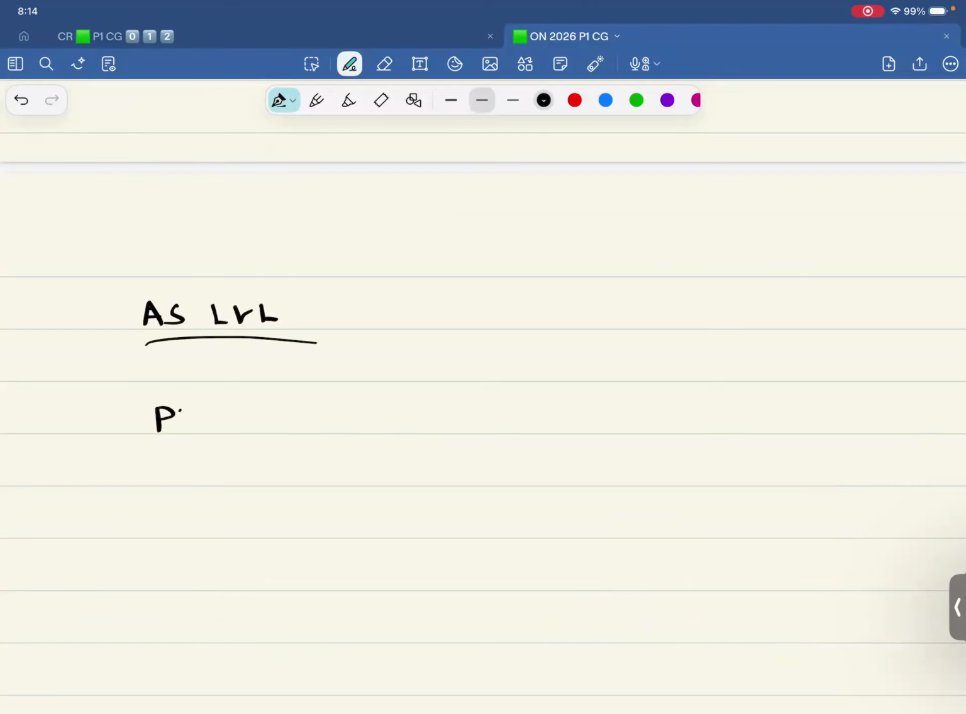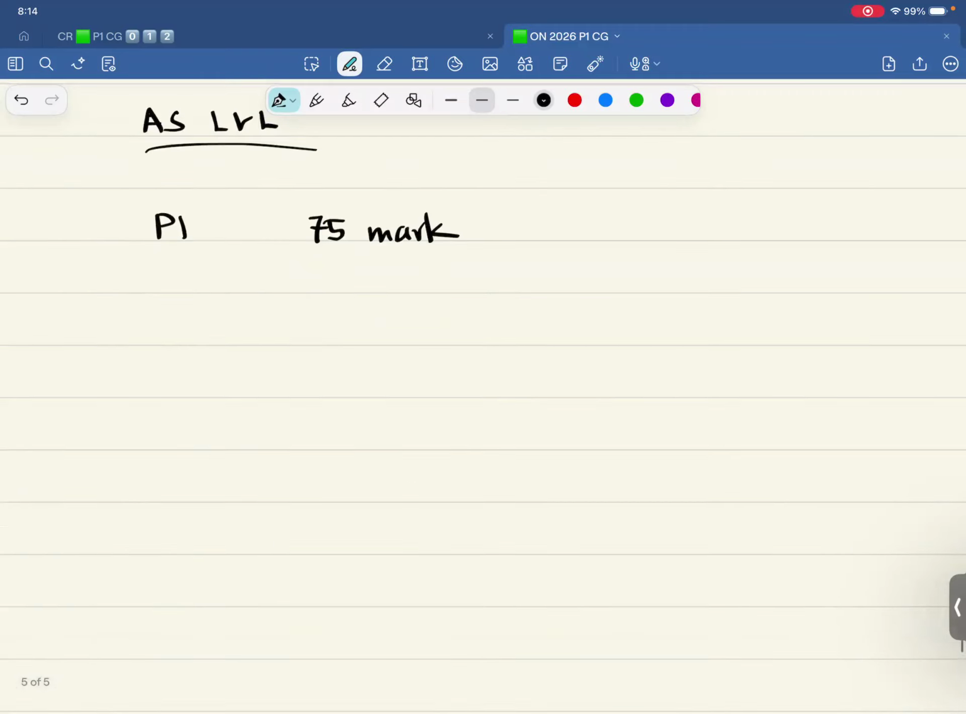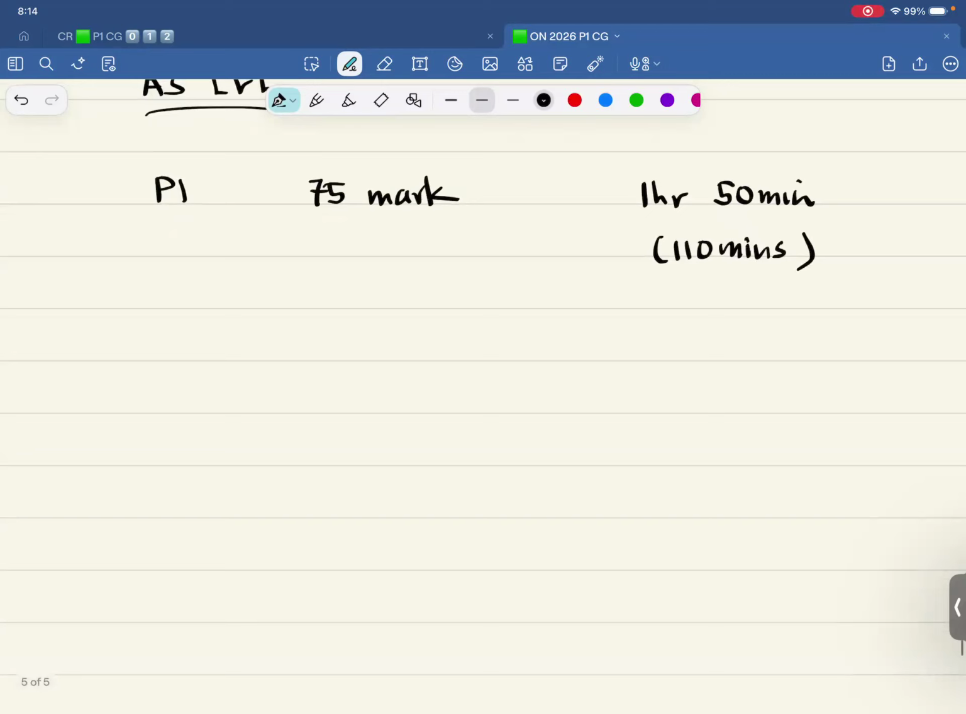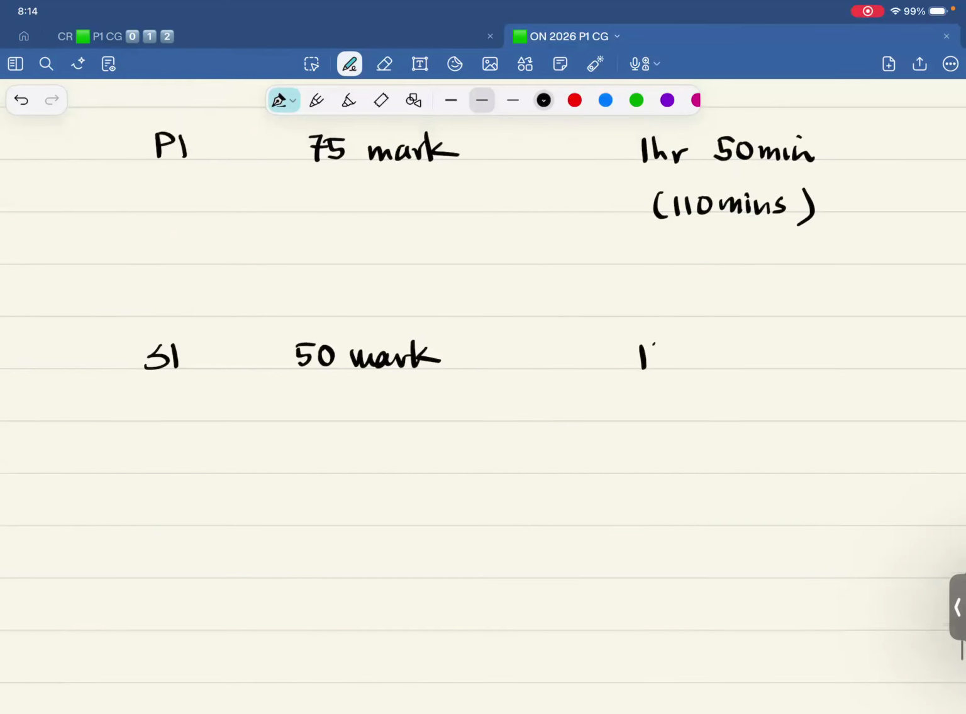there is P1, a 75 mark paper. The time limit is 1 hour 50 minutes, 110 minutes, and you have to score 75 marks. That's the maximum possible mark. S1, the paper is for 50 marks, and it's for 1 hour 15 minutes. This is 75 minutes.